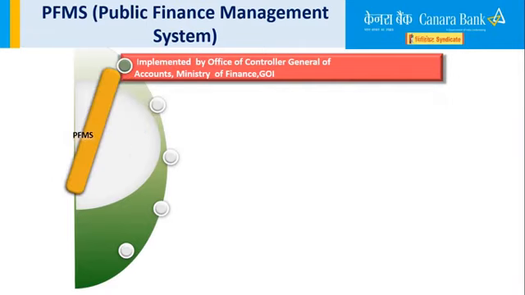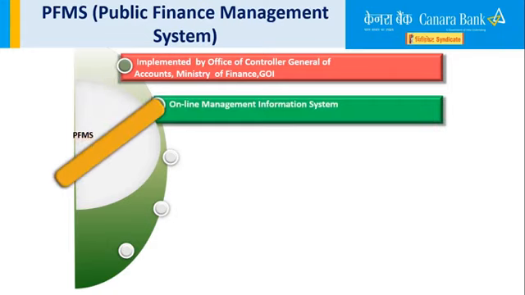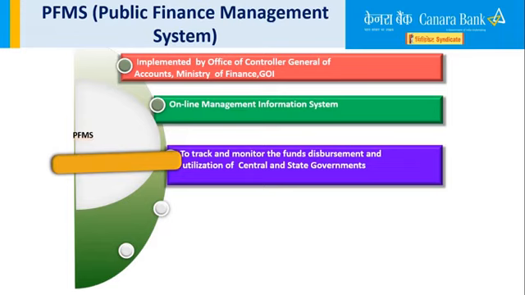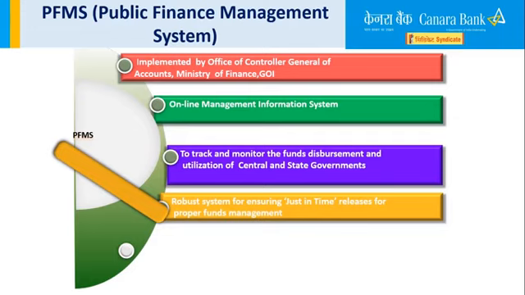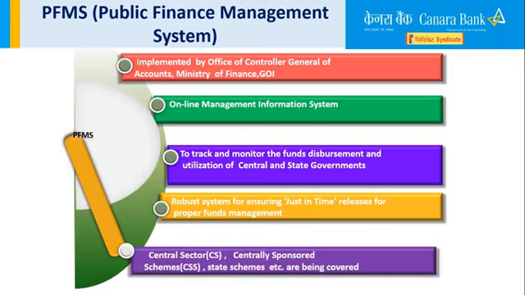PFMS is the Public Finance Management System implemented by the Ministry of Finance of the Indian Government. This is an online management information system to give direct benefit of government schemes to the particular beneficiary of that scheme. It is introduced to track government funds at central and state level, and it implies just-in-time disbursal of government funds directly to the people of the country. This system helps to stop corruption and no blockage of government funds at any level. It covers central sector schemes, centrally sponsored schemes, and state schemes.